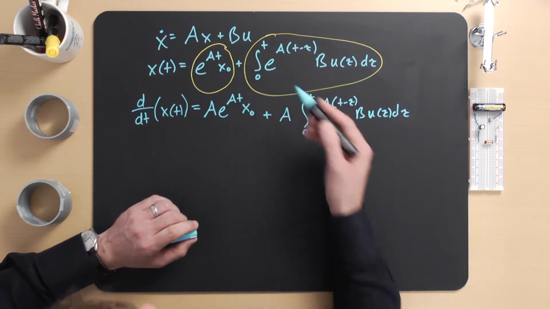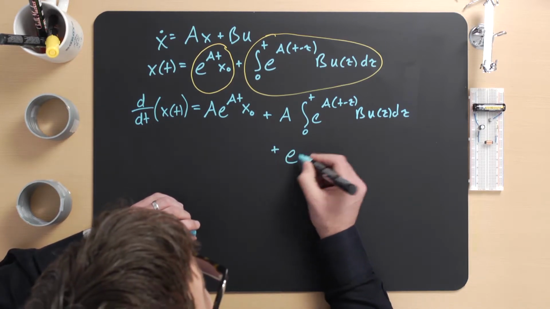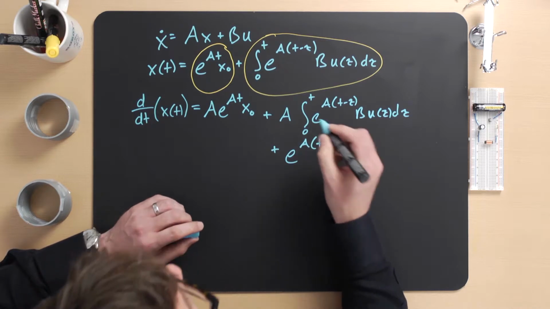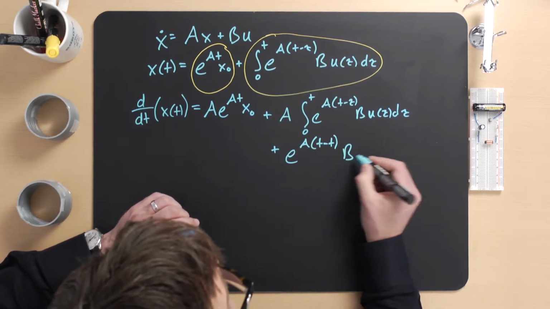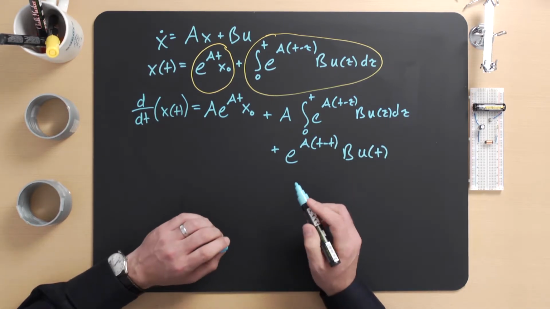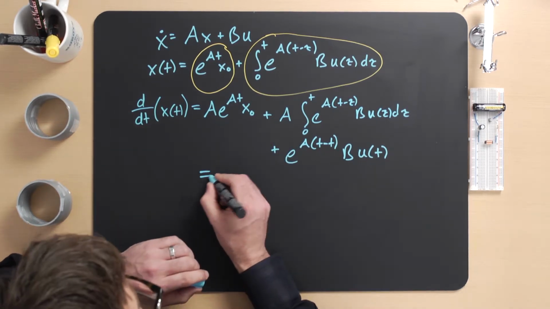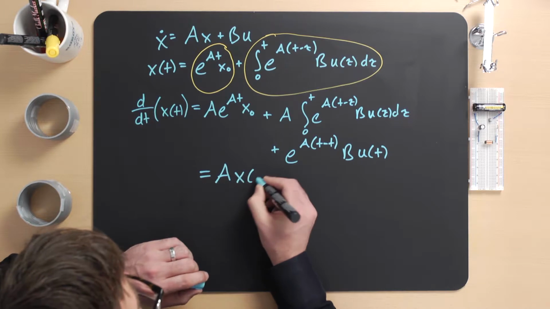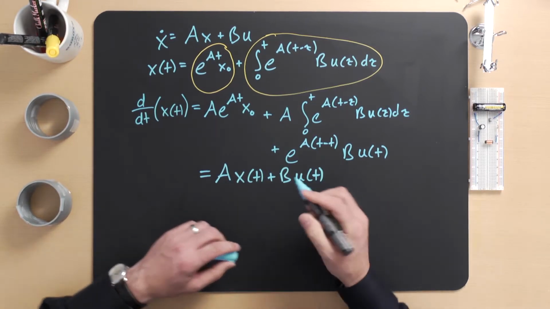So I have to take into account the fact that t is part of the integral, and Leibniz rule tells me that the result is e to the a times (t minus tau), where I plug in t for tau, times b u of t. Now notice that if I bring all this together, this is equal to a x of t plus b u of t. What does this equation mean?